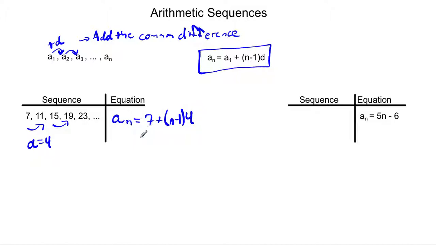Now, we would not leave our equation like this, so we're going to clean it up. So we get 7 plus 4n minus 4. And we combine our like terms, so we get a sub n is equal to 3 plus 4n. And that is our equation.